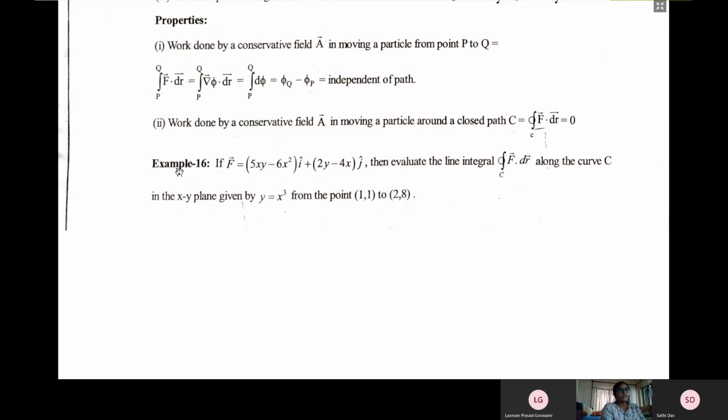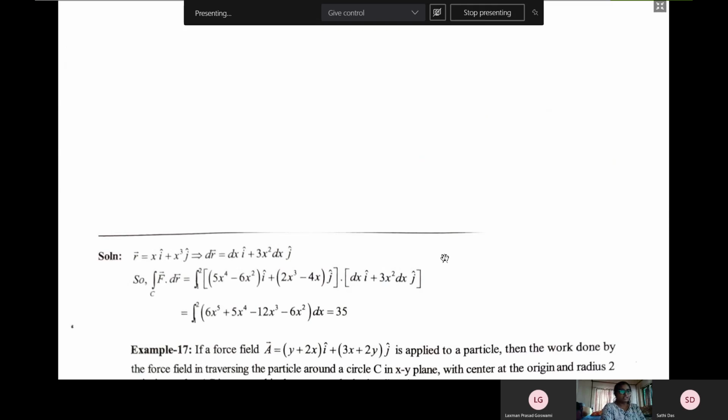So suppose we take an example: the integral over C of f dot dr. We have to evaluate it for the vector f equals (5xy minus 6x squared) i cap plus (2x minus 4y) j cap, along the curve in the xy plane given by y equals x cubed, from the point (1,1) to the point (2,8). So x is changing from 1 to 2 and y is changing from 1 to 8, and you have to find the path integral.